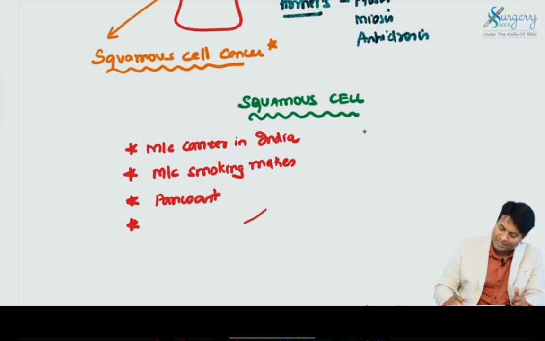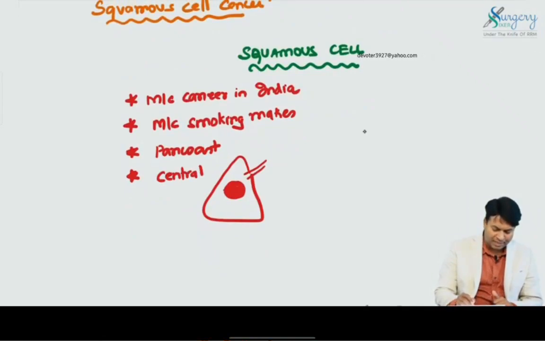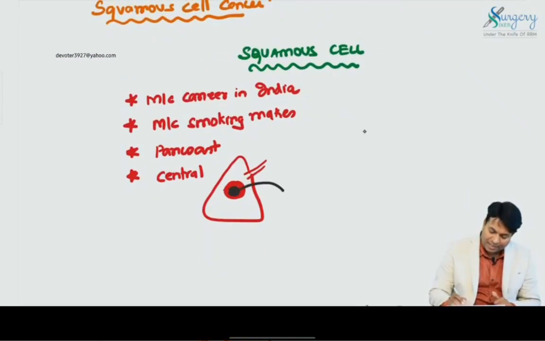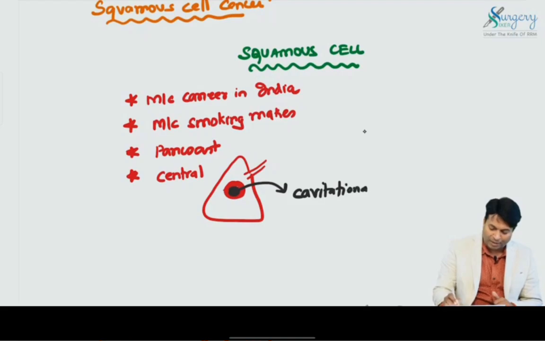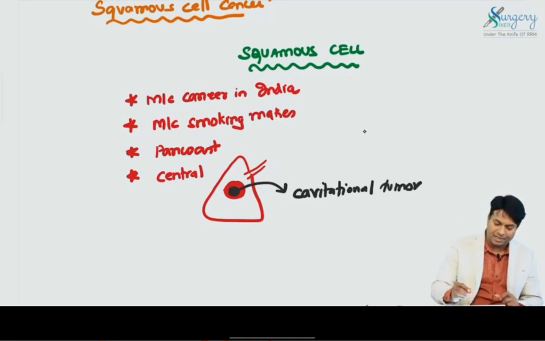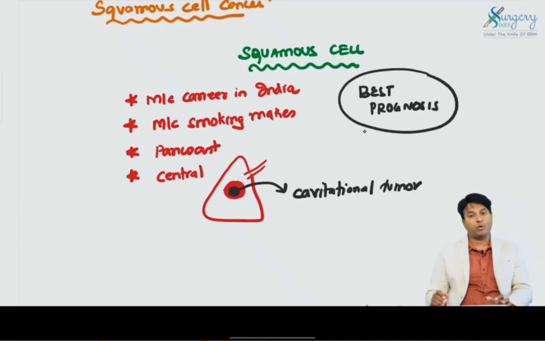Squamous cell cancer is usually centrally located. What other tumor is centrally located? Small cell cancer is also centrally located. An interesting point is it can form a cavity inside, a cavitational tumor. Another interesting point is that among all the lung cancers, this has the best prognosis. Best prognosis is seen with squamous cell cancer.